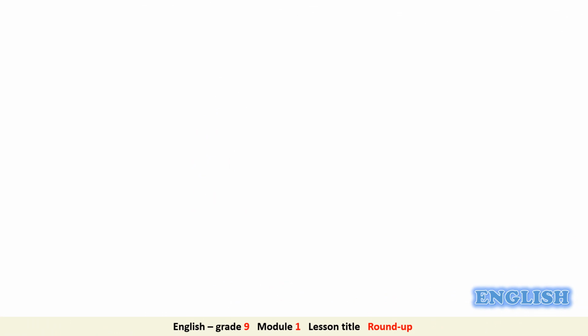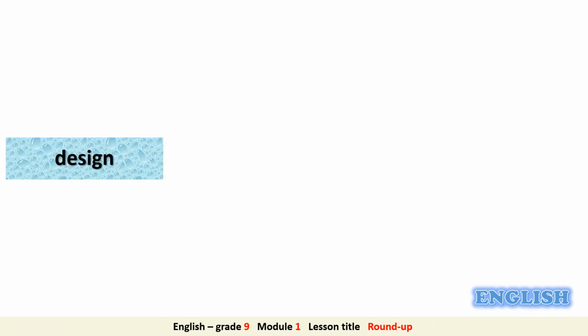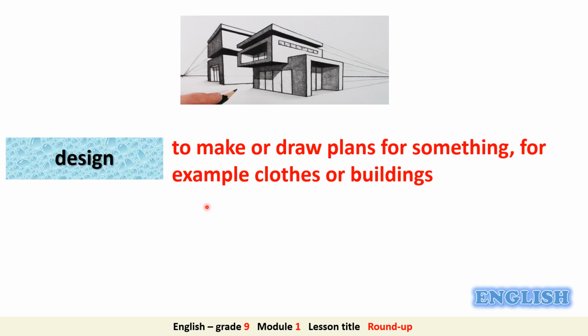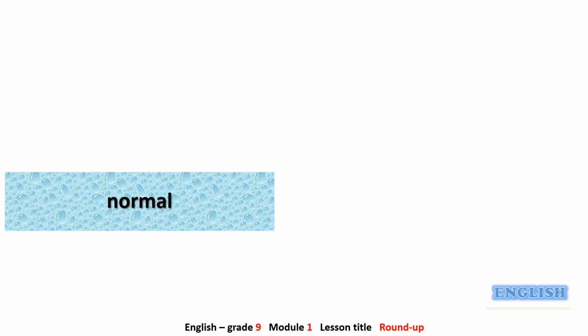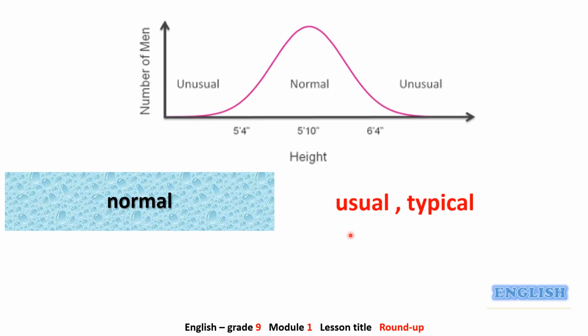Now the next word is design. Design means to make or draw plans for something, for example, clothes or buildings. The next word is normal. Normal, which means usual or typical. Look at this picture. This is the normal height.